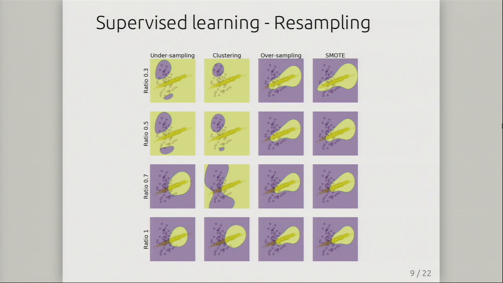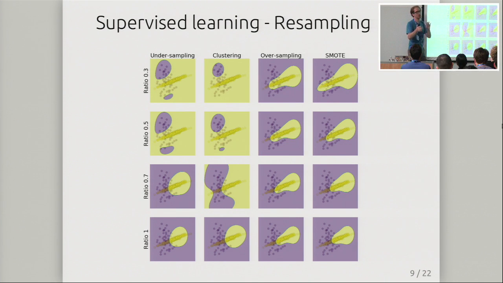So we have different methods. You can do it either with some undersampling methods or oversampling, and you can also play with the ratio, and then you will have different balancing there.